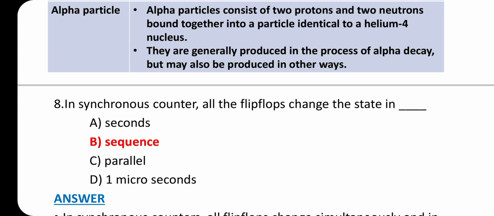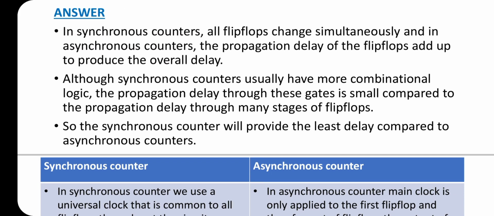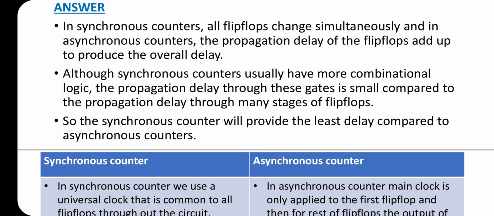Question number 8. In synchronous counter, all the flip-flops change the state in, answer is option B, sequence. In synchronous counters, the flip-flops change simultaneously, and in asynchronous counters, the propagation delay of the flip-flops adds up to produce the overall delay. Although synchronous counters usually have more combinational logic, the propagation delay through these gates is small compared to the propagation delay through many stages of flip-flops. So the synchronous counter will provide the least delay compared to asynchronous counter.